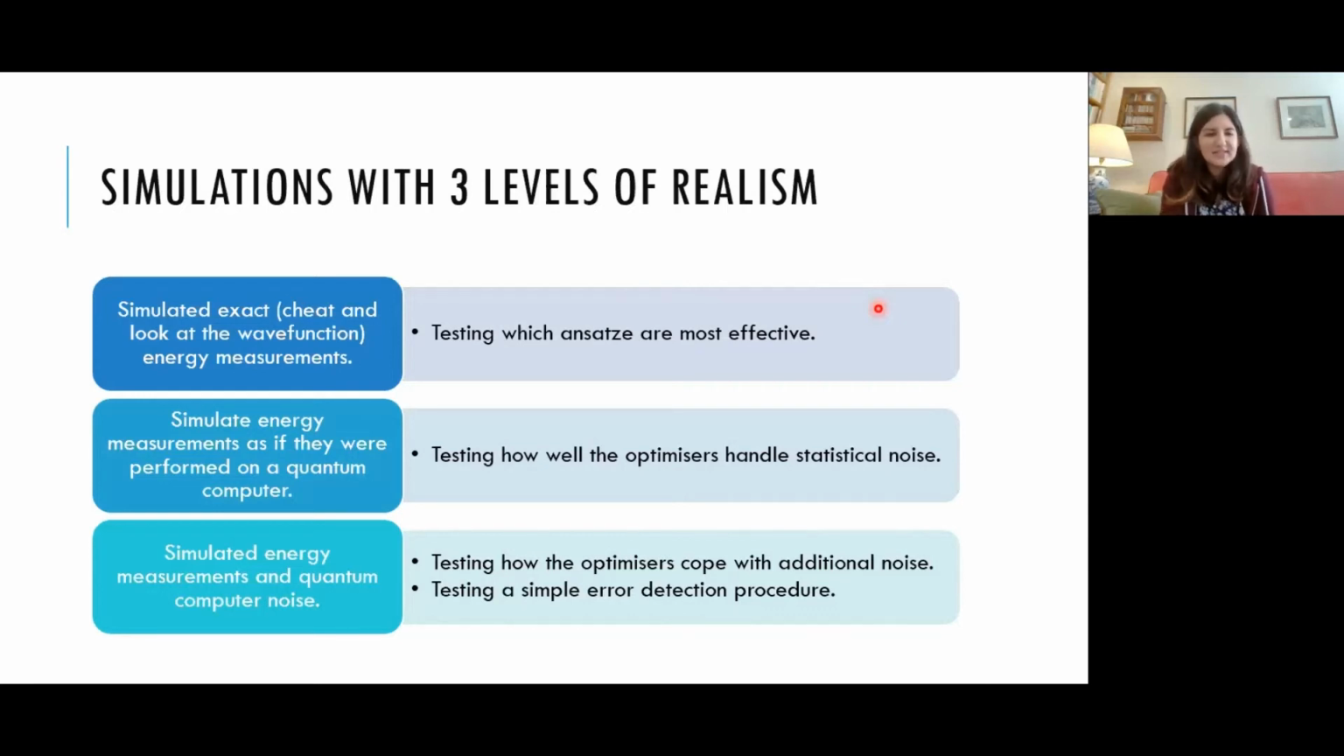The next stage was to simulate the measurements as if they were performed on a quantum computer. This tests how well the optimizers handle statistical noise, and there are some optimizers which just won't work at all, so this is a very important step. And finally, we simulated energy measurements and quantum computer noise. We did this with the depolarising noise model, which tests how well the optimizers cope with additional noise. We also tested a very simple error detection procedure, which I'll talk about in a minute.